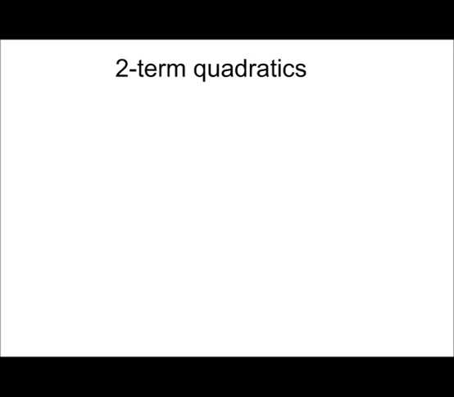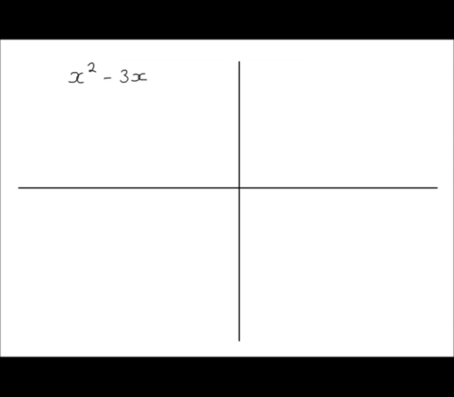Let's look at factorizing quadratics that only have two terms. In this one, the constant is missing. To factorize this, if I take x out from both of these terms, that sign in the middle is a minus, that goes there. So x times x would give me x squared, and x times minus 3 will give me minus 3x. That's now fully factorized.